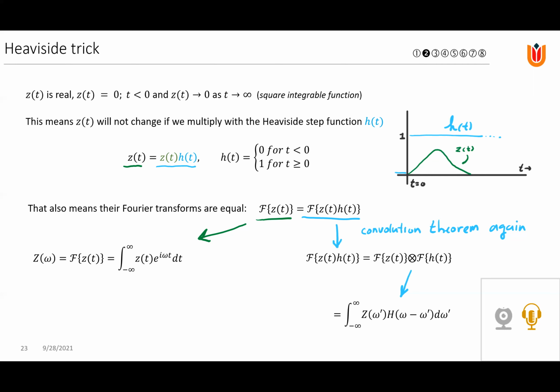This is the symbol that signifies convolution. If you write this down as a convolution integral, z of t would transform into z of omega, and h of t would transform into capital H of omega as well. But the convolution means that we have to shift one of them, then integrate basically over the whole domain that we have available, so from minus infinity to infinity. So this would be the expression for the transform.